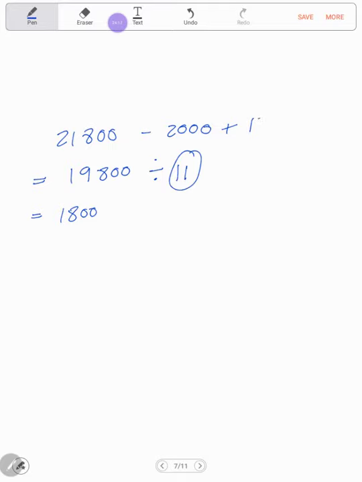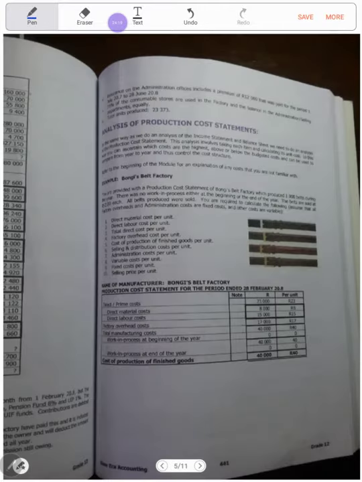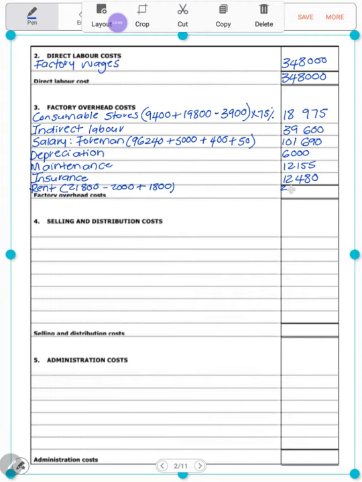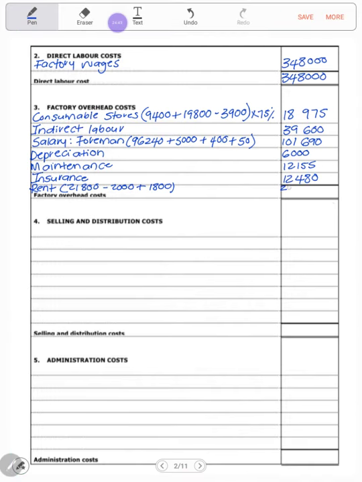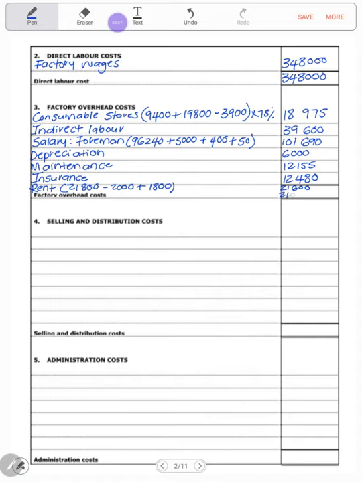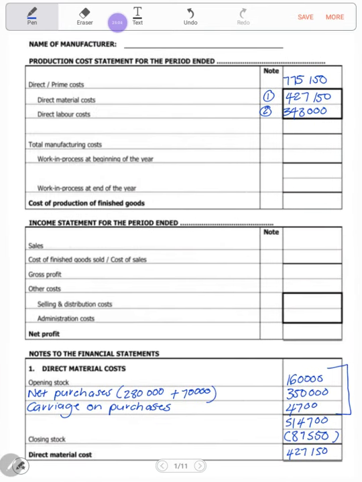So now I'm going to go and add that 1,800 to my rental amount. So we know for a fact that it was 21,800. I'm subtracting the amount that was for repairs, and I'm adding back the rent amount that I should have paid for February but have not as yet, which will give me a total amount of 21,600. Okay, that's all our factory overhead. So if we add it all up, we should get a total of 212,500.